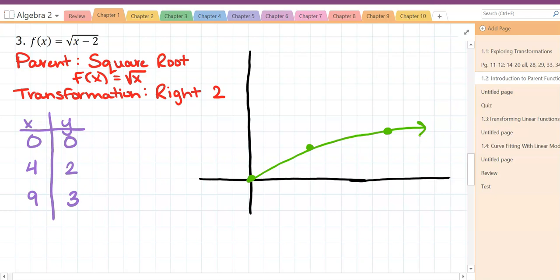My new graph, I take all those 3 points that I graphed there, and I move them to the right 2.